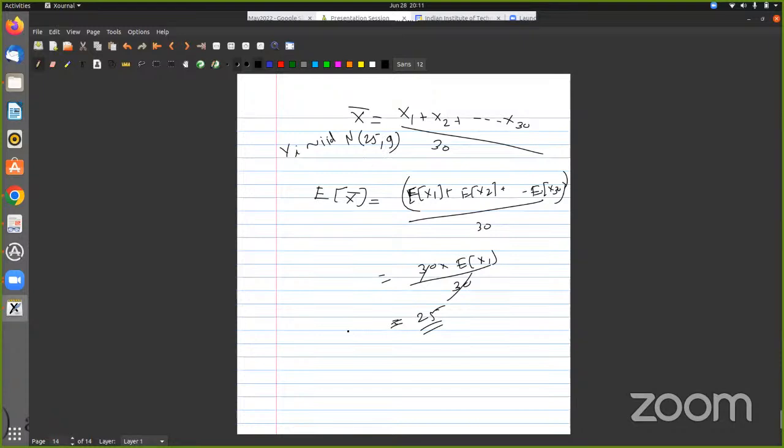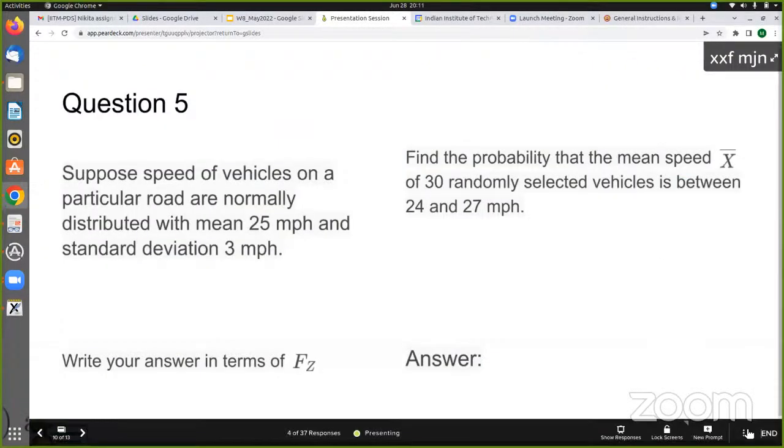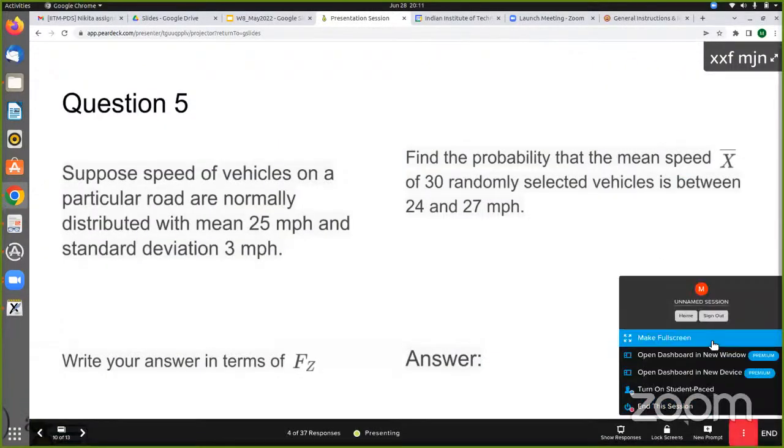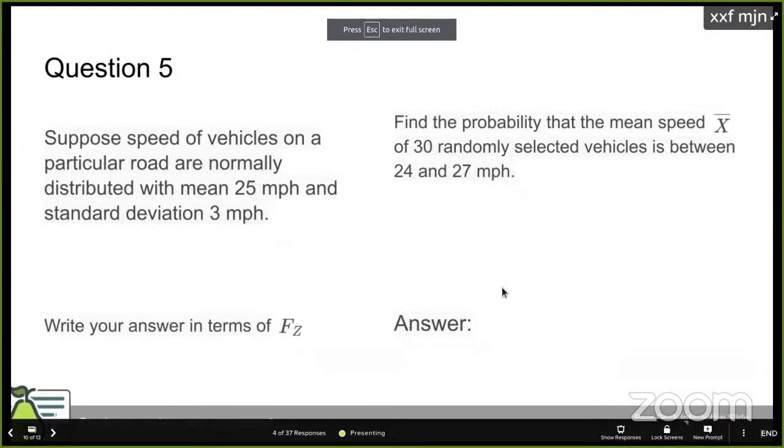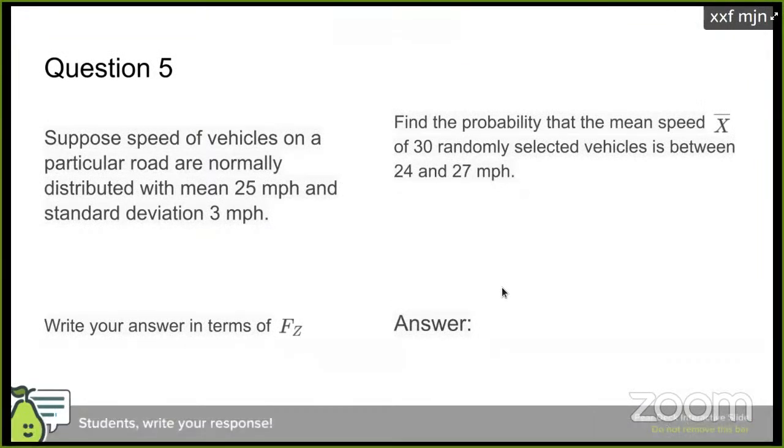So expectation of x bar is the same as expectation of x, or mu in this case, the distribution mean. In the question IID is not given, so we are assuming IID. Yes, you should assume like this. This is a practical concept related question.